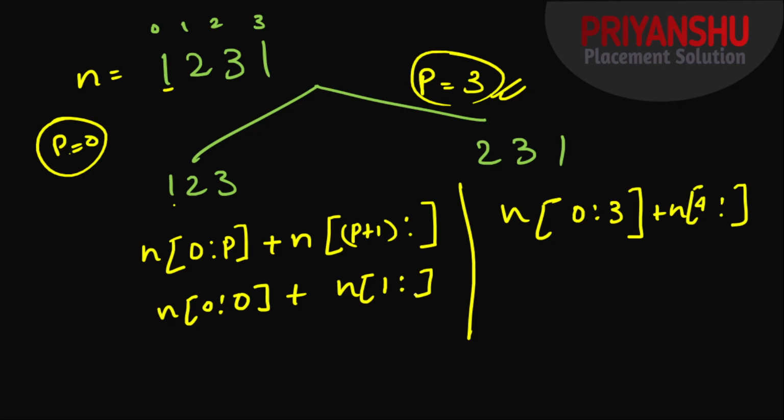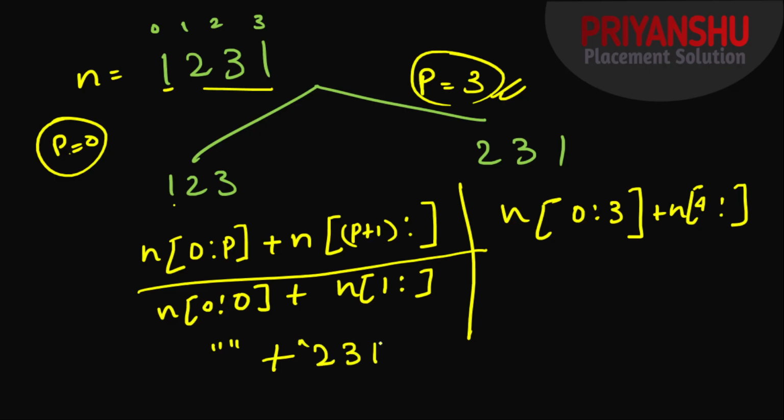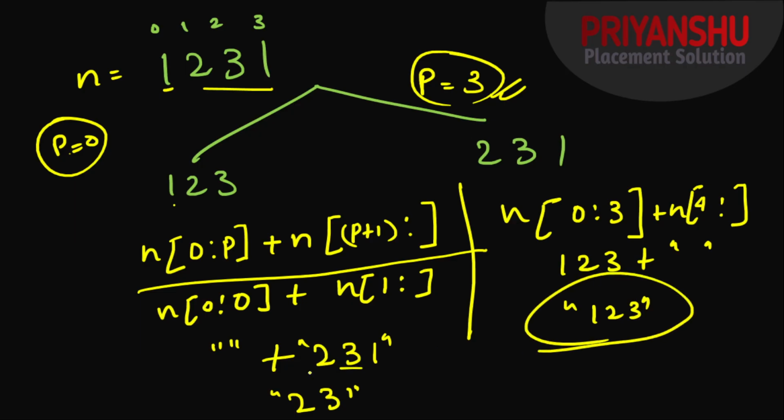As you can see here, the output is n 0 to 0, it will give you the empty string, plus 1 to end, which means 2 3 1, it will give you 2 3 1. So 2 3 1 plus this string gives you the simple string 2 3 1. And for this one, 0 to 3 means 0 to 2, so it will give you 1 2 3, plus the empty string, and the final answer is 1 2 3 only. So this is your logic. I hope this is clear to you.